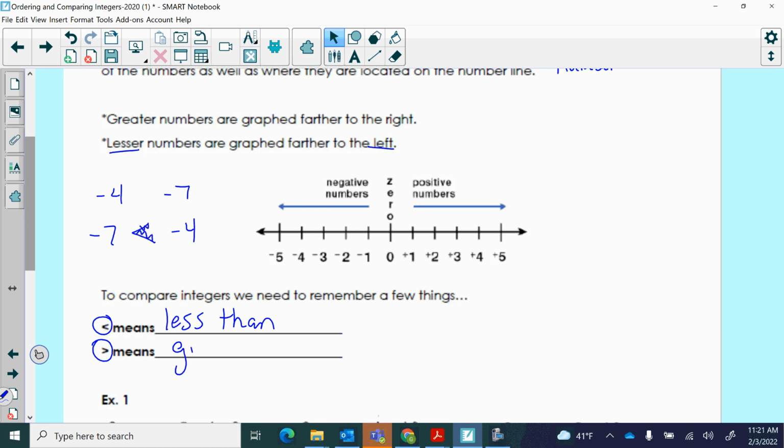Greater than. That means the first number is greater than the second number.